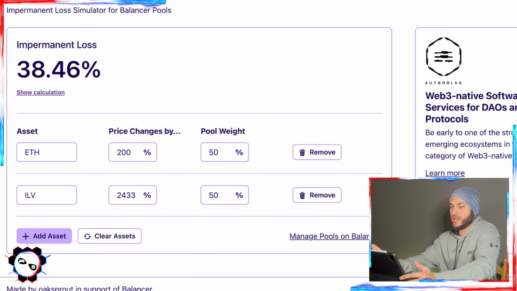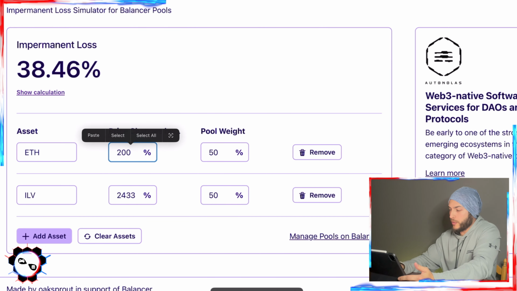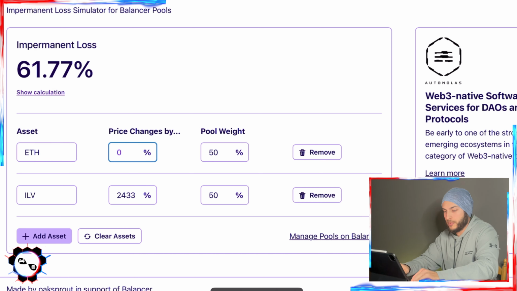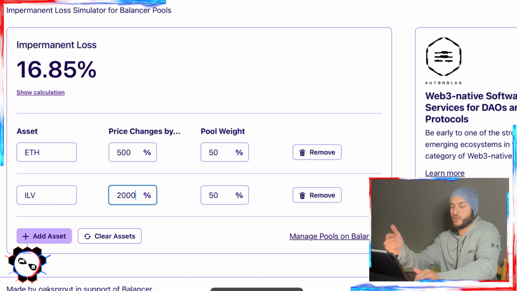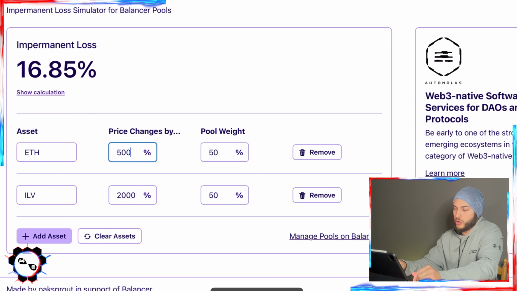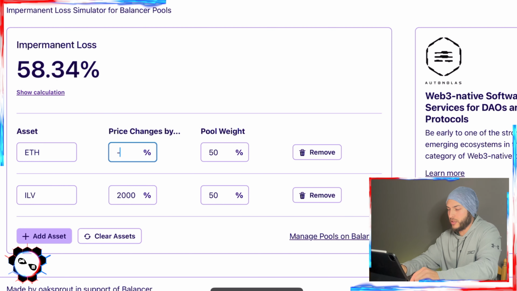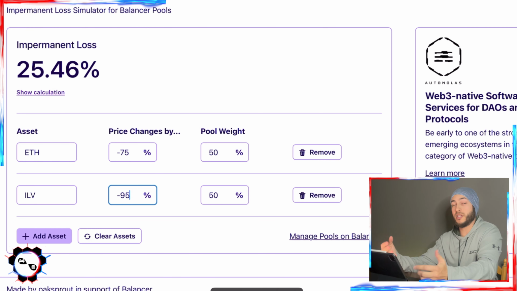I found this website that will show you the impermanent loss percentage. In here, I have an example of ETH and ILV. You can put whatever percentage you think you're going to go up. If Ethereum is going to go up 500% and you think ILV is going to go up 2,000%, it shows you right there the impermanent loss. You can even go negative. So say you think ETH is going to go down 75% and ILV is going to go down 95%, there's a 25% impermanent loss there.